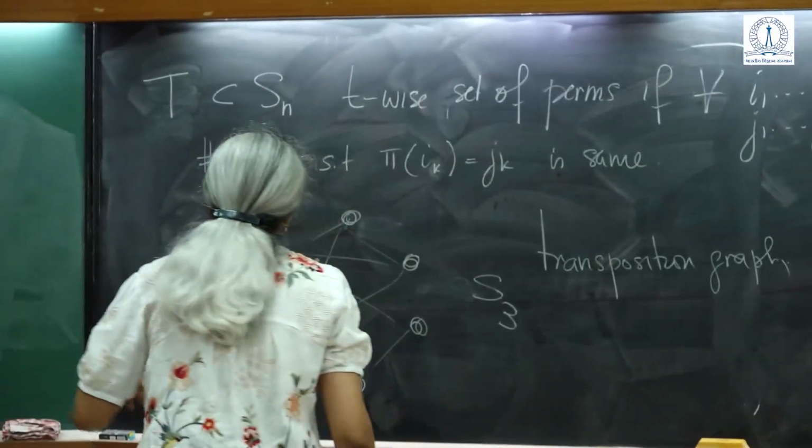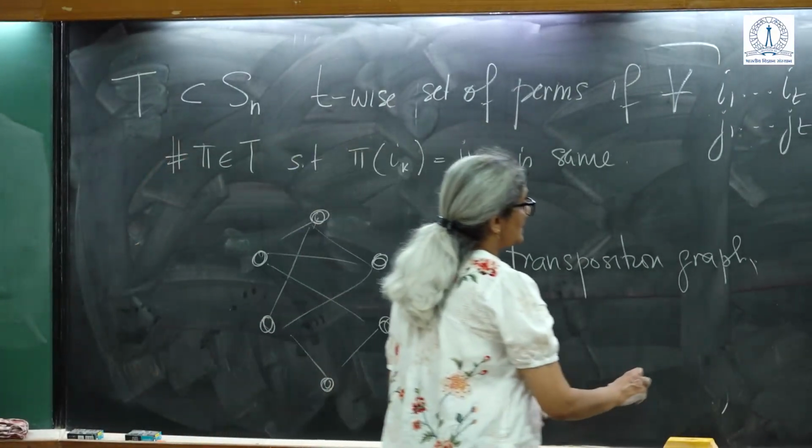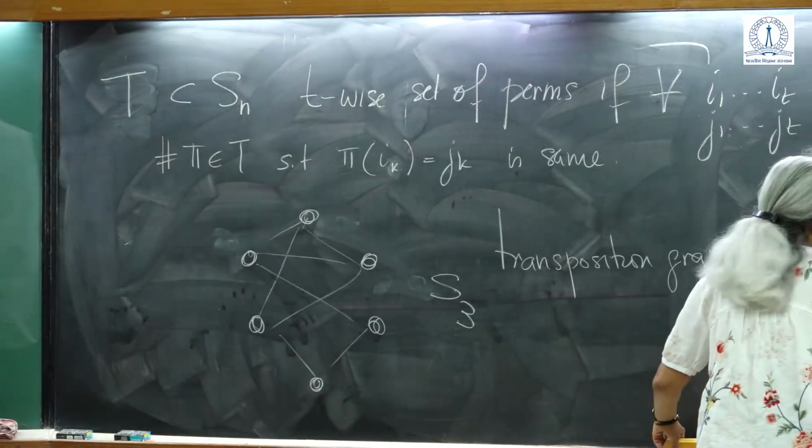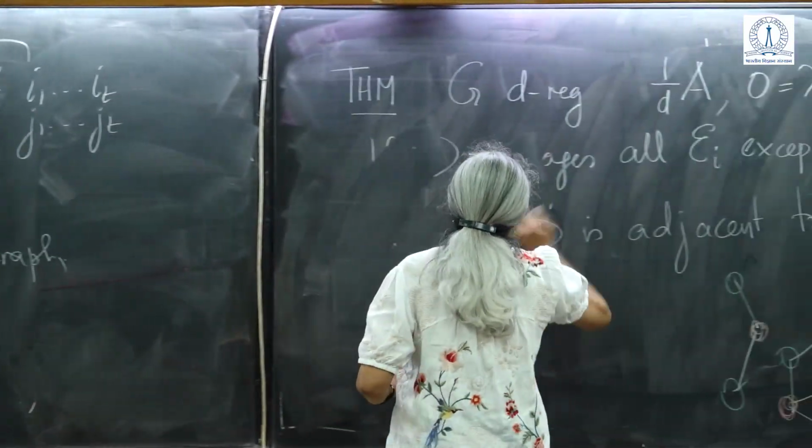Now, in this case, it turns out that for these t-wise, what happens is when you write the eigenvectors, okay, we have 2 minutes, I will finish.